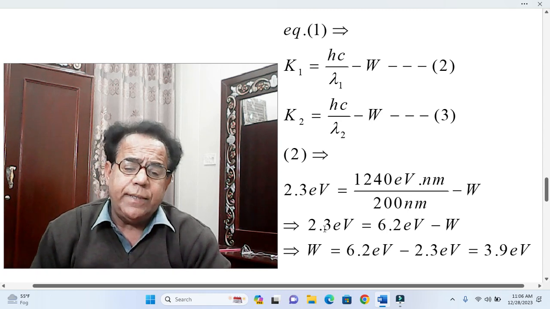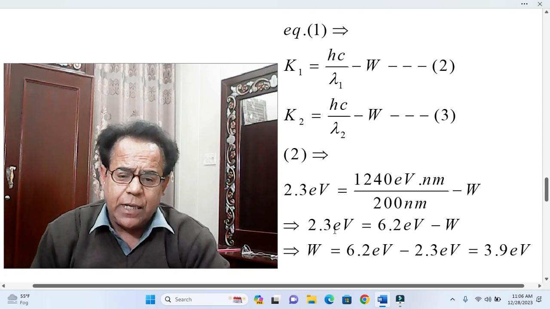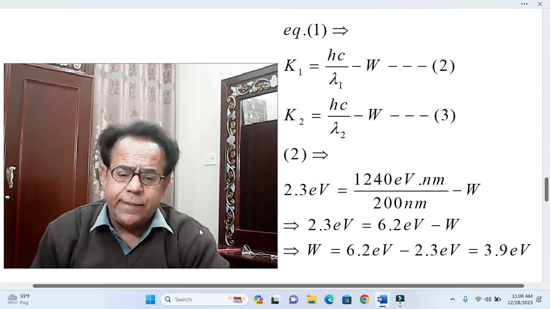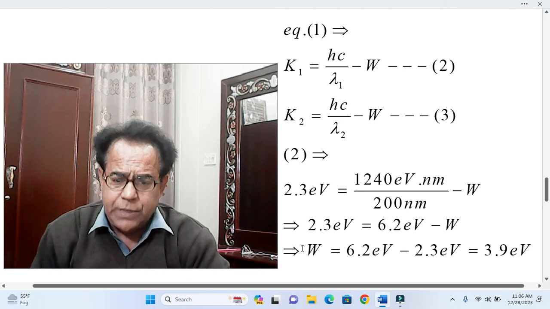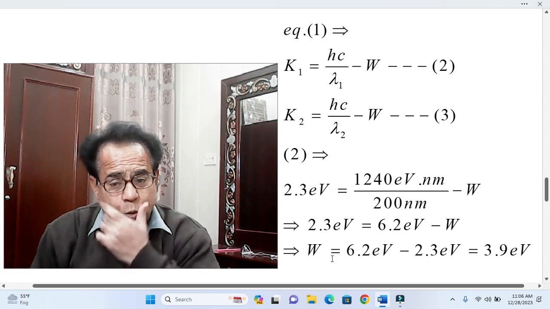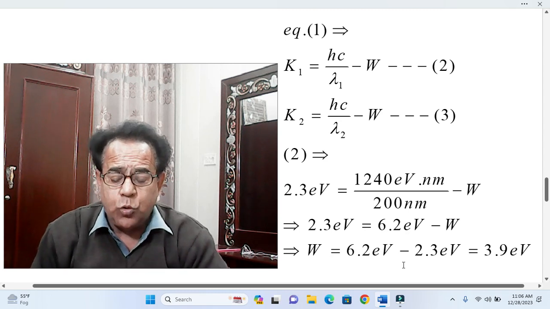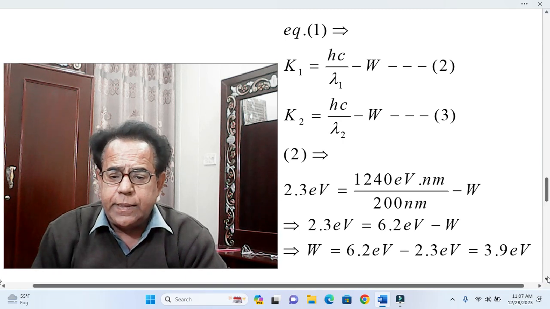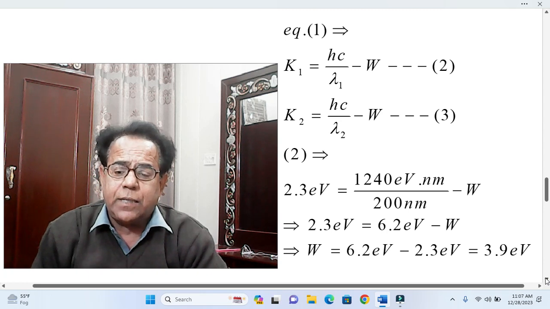So dear students, this implies that 2.3 electron volt is equal to 6.2 electron volt minus W, the work function. Now we have shifted work function W to the other side of the equality and it has become positive, while we have shifted 2.3 to the other side and it has become minus. So work function has become equal to 6.3 electron volt minus 2.3 electron volt, and this finally becomes equal to 3.9 electron volt.